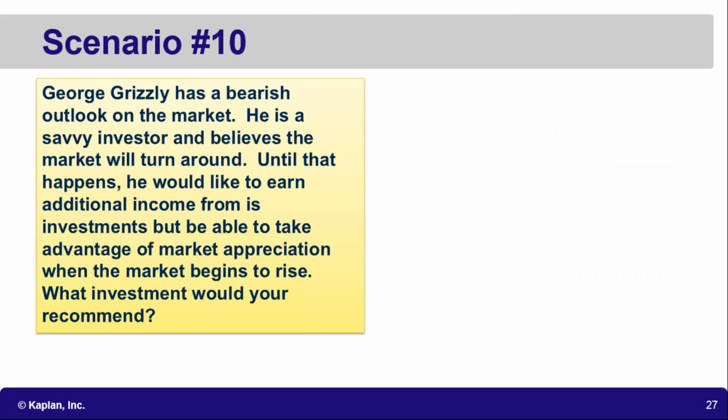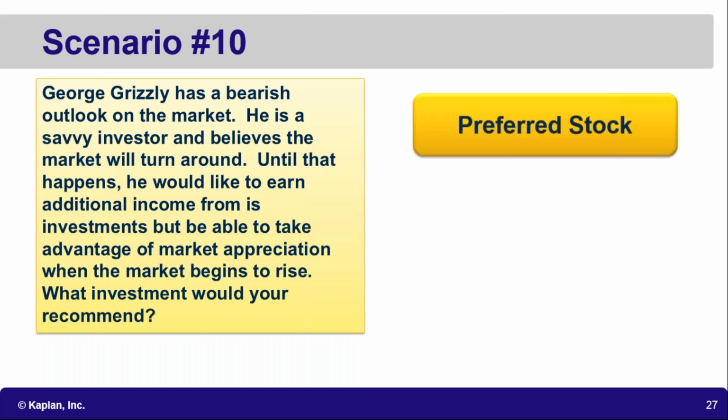George Grizzly has a bearish outlook in the market. He's a savvy investor, believes the market's going to turn around. Until that happens, he would like to earn additional income from his investments, but be able to take advantage of market appreciation when the market begins to rise. So he's looking for an investment that gives him income now, but also has the benefit of capital appreciation in the future, where the investment can go up over time.